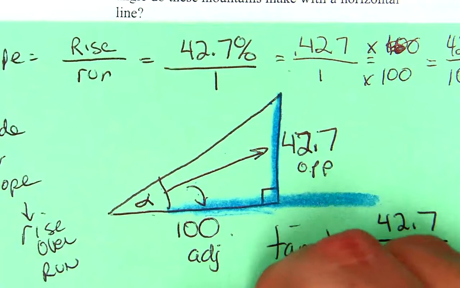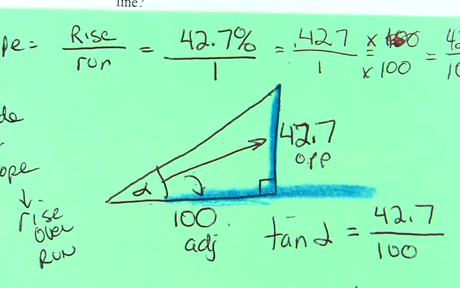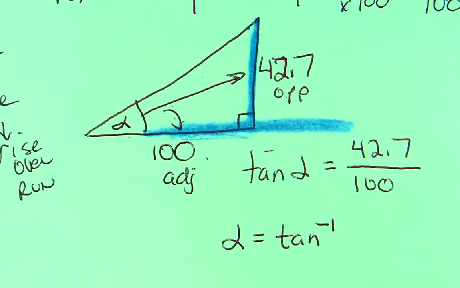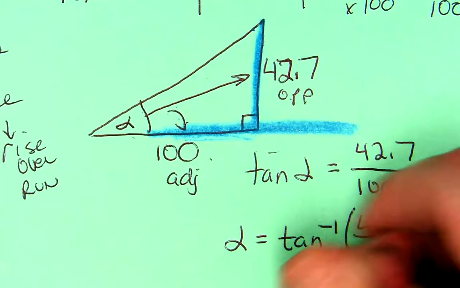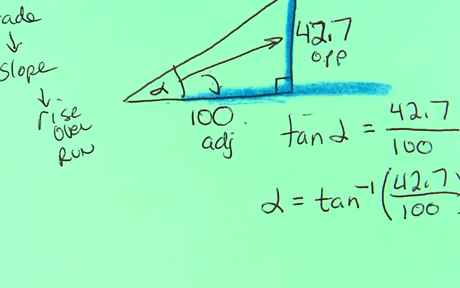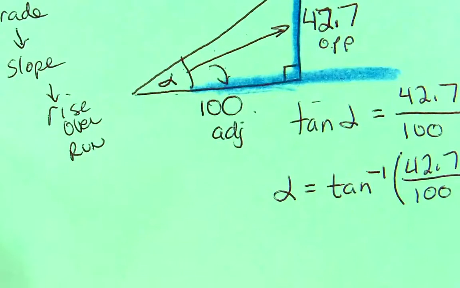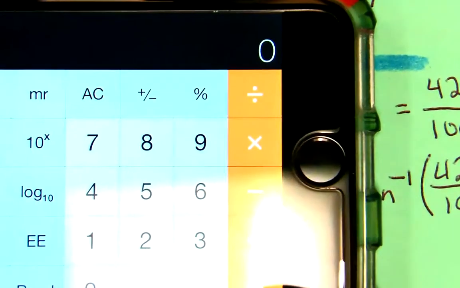So now, in order to figure out what alpha is, we're going to use the inverse tangent of 42.7 divided by 100. Let me pull up my calculator on my phone. Story of my life, error.